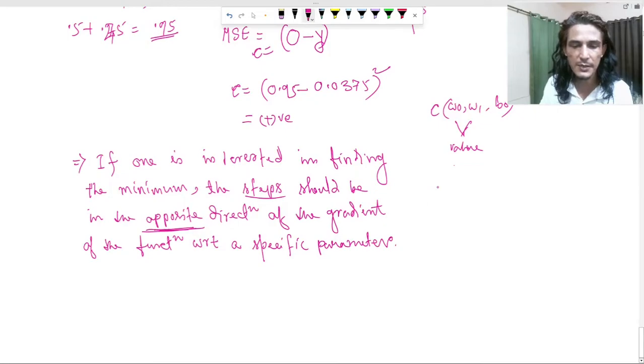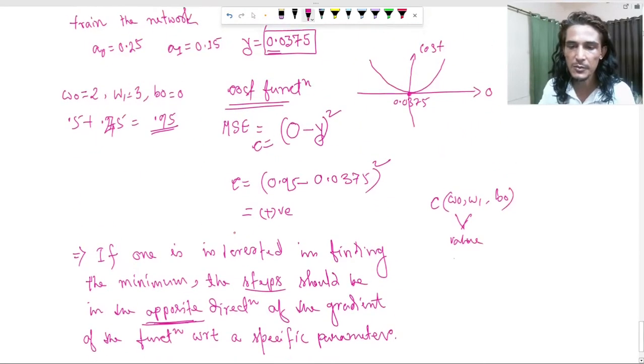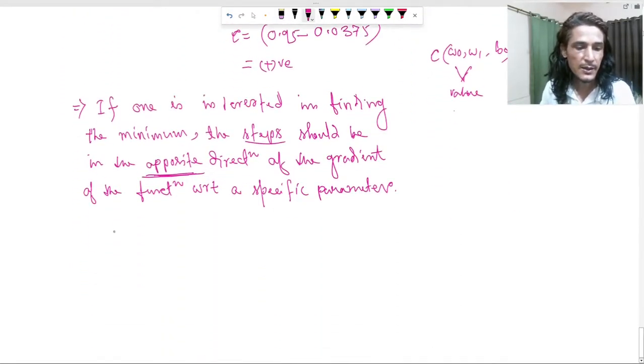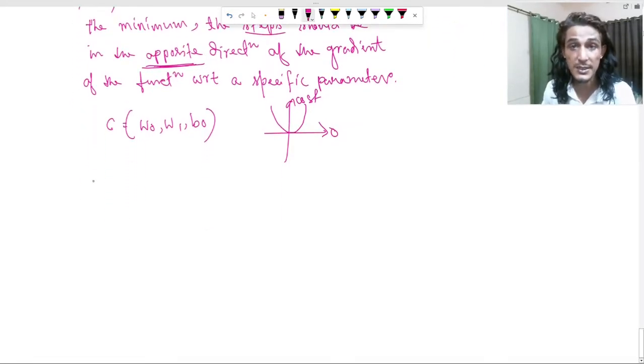But if it is not clear, see here what it is basically saying. One thing should be clear in your mind, that cost is a function of w0, w1, and b0 of the network, and we want to find the minimum of this cost function with respect to o, but o again depends on all these three terms. So what gradient descent says is that if we want to achieve that, we can do something like this.